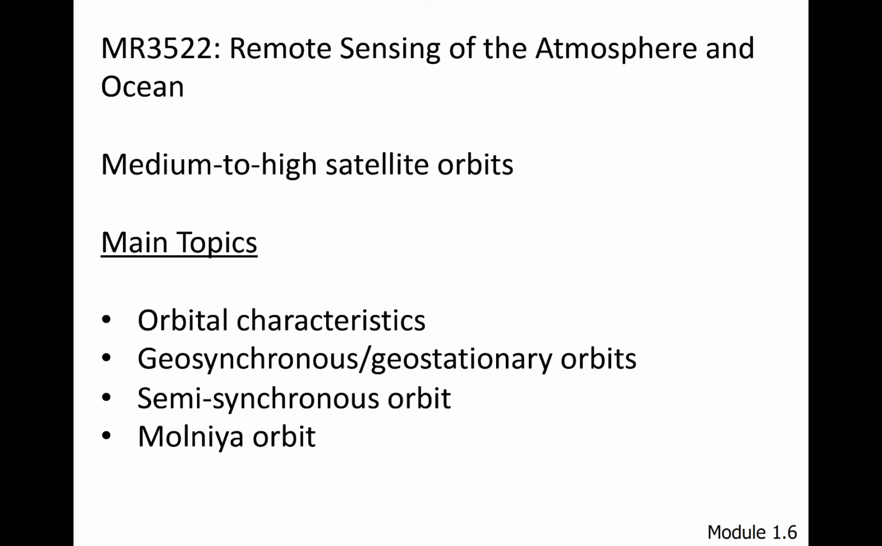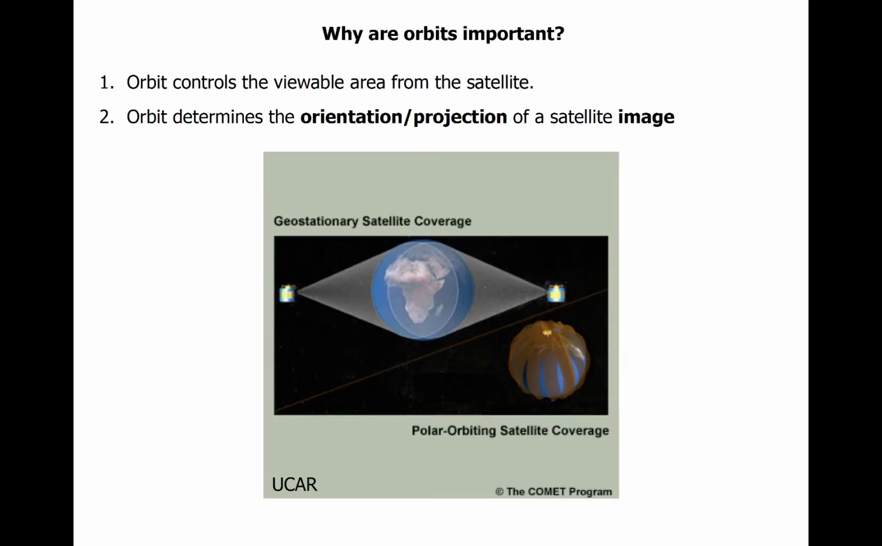In this module, we will discuss the orbits of satellites in medium to high Earth orbit, including geostationary satellites, which are very important for global meteorological observations, and a focus of the second lecture series that will follow. The orbit of a satellite is important primarily because it controls the area that we can see from the satellite, and also puts a physical constraint on the spatial resolution that we can achieve. It also impacts the projection of a satellite image.